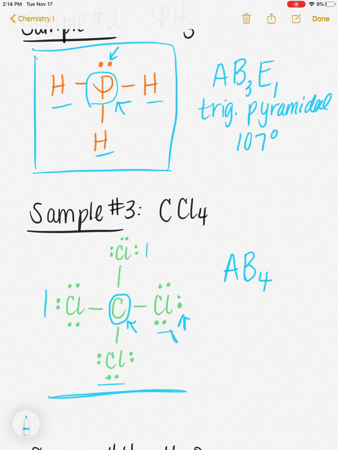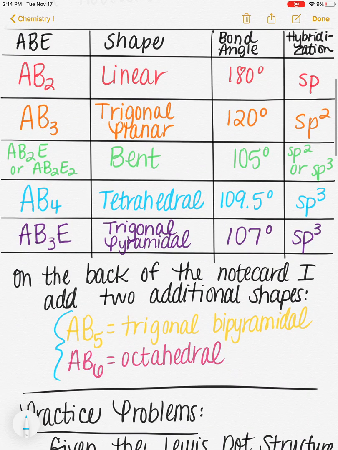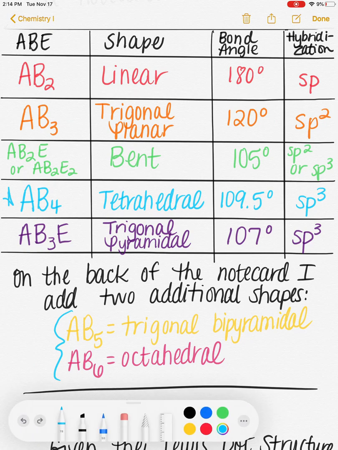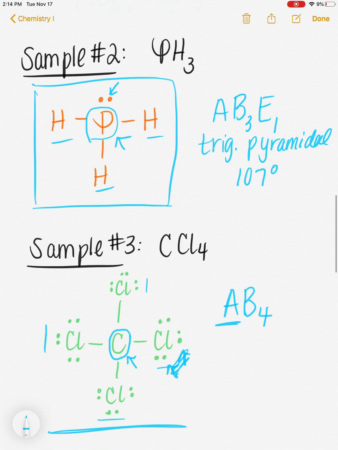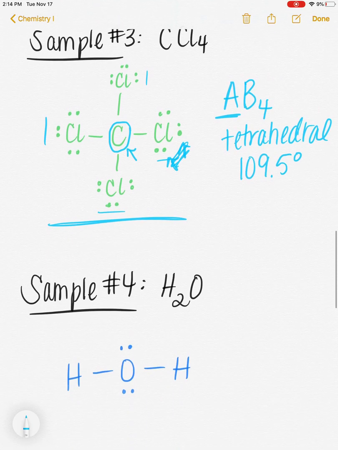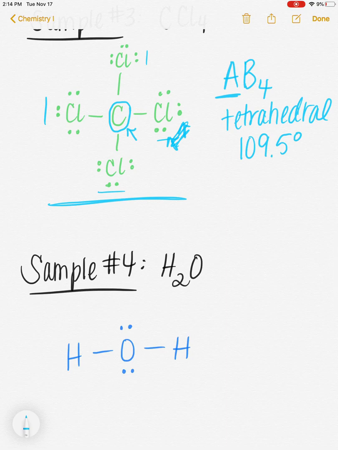Students frequently ask me, wait a minute, Mrs. Goebel, there are dots here. Those don't count because all we want is the dots that are on A, your central atom, and there's no dots on that carbon, so there's no E. AB4, we go back to our note card. AB4 says that we have a tetrahedral molecule and an angle of 109.5. So tetrahedral and an angle of 109.5 degrees.